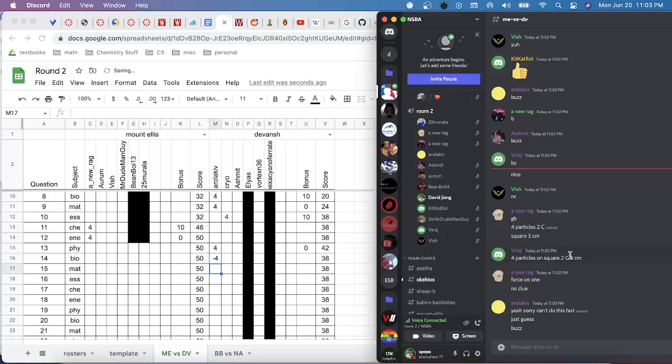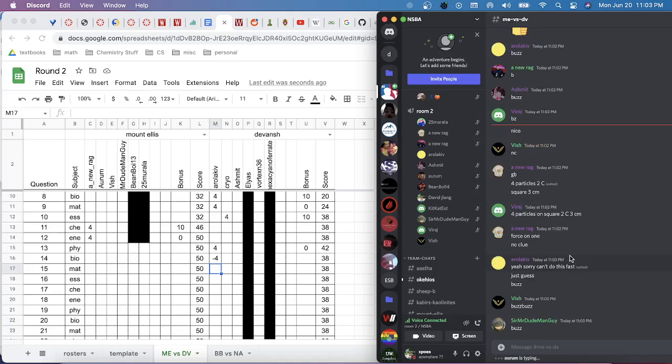Toss up biology multiple choice. Phytochromes are photoreceptors that absorb which of the following colors of light most intensely? W, green, X, blue, Y, yellow, Z, red. Vish? Red. Yeah, that's correct.